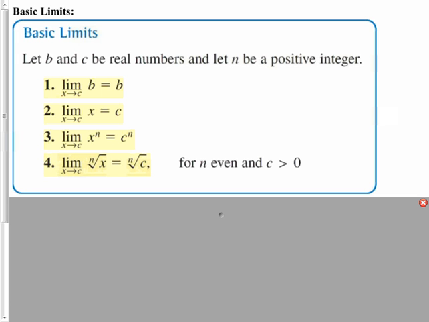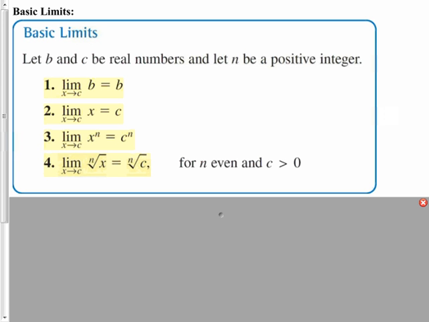Moving on, the basics of limits. So here are some basic rules. Given b and c are real numbers and let n be a positive integer, 1, the limit of b as x approaches c is b, right? So the limit of a number, the limit of 5 as x goes to 3, is still 5 because there's no x value in there for it to change.